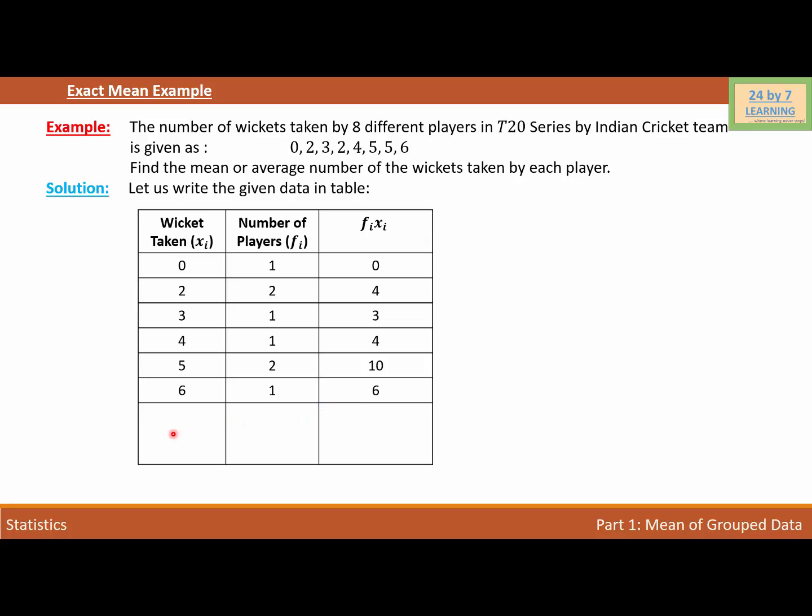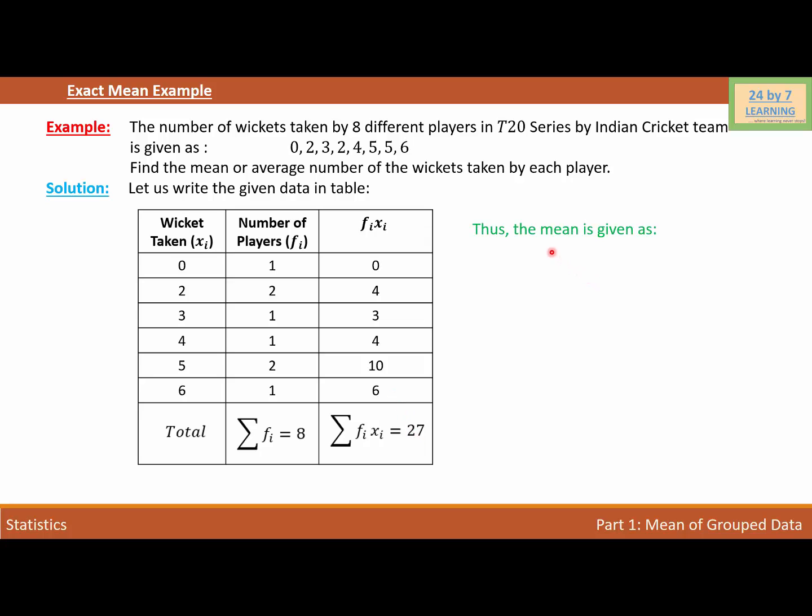In the last row, I'm going to write total. Over here, I'm going to write the total frequency, which is sigma of Fi, and I will add all these numbers. If I add all these numbers, I get 8. Now it's time to find the sum of Fi Xi, so I will write sigma of Fi Xi is equal to the sum of all these numbers, which is 27.